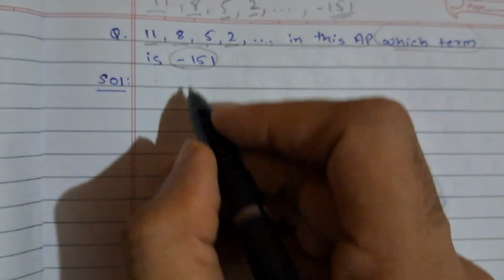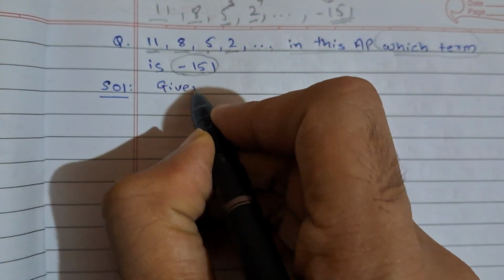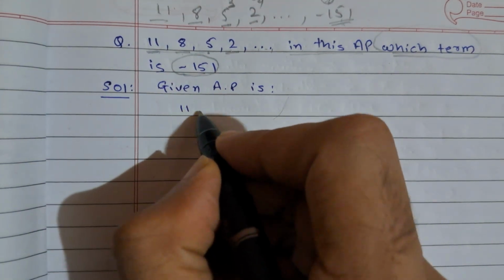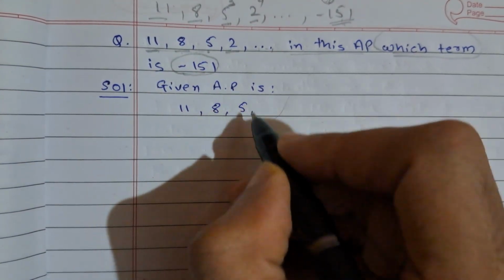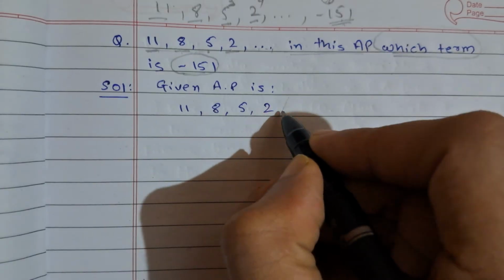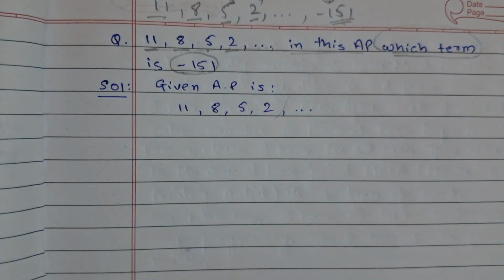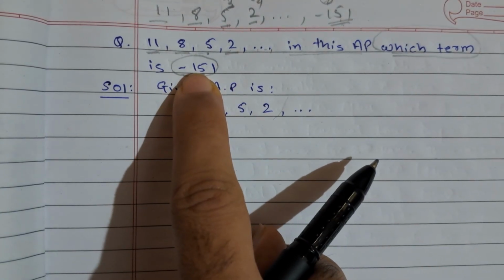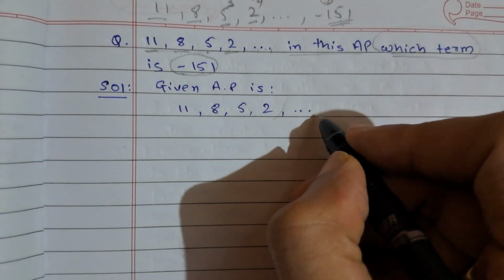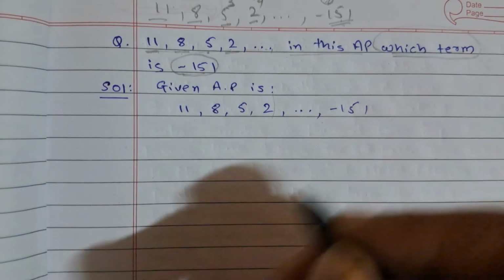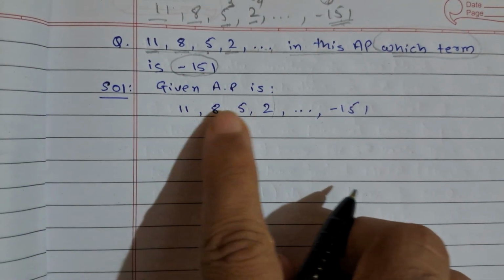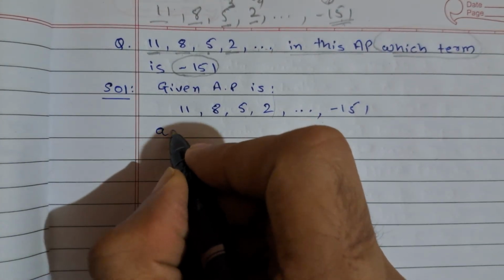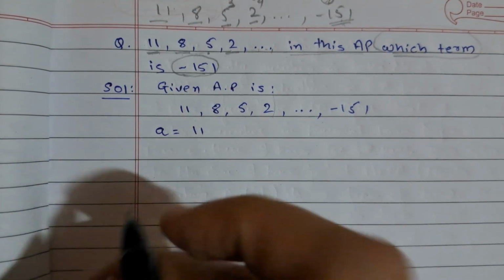So here I will say, given AP is, what is the AP over here? 11, 8, 5, 2 and dot dot dot. Now I don't know what term minus 151 is, right? So let me just put it as minus 151 somewhere over here. This is the first one, second one, third one, fourth one. I don't know which one is this. So here I will say my A is 11 because that is the first term.